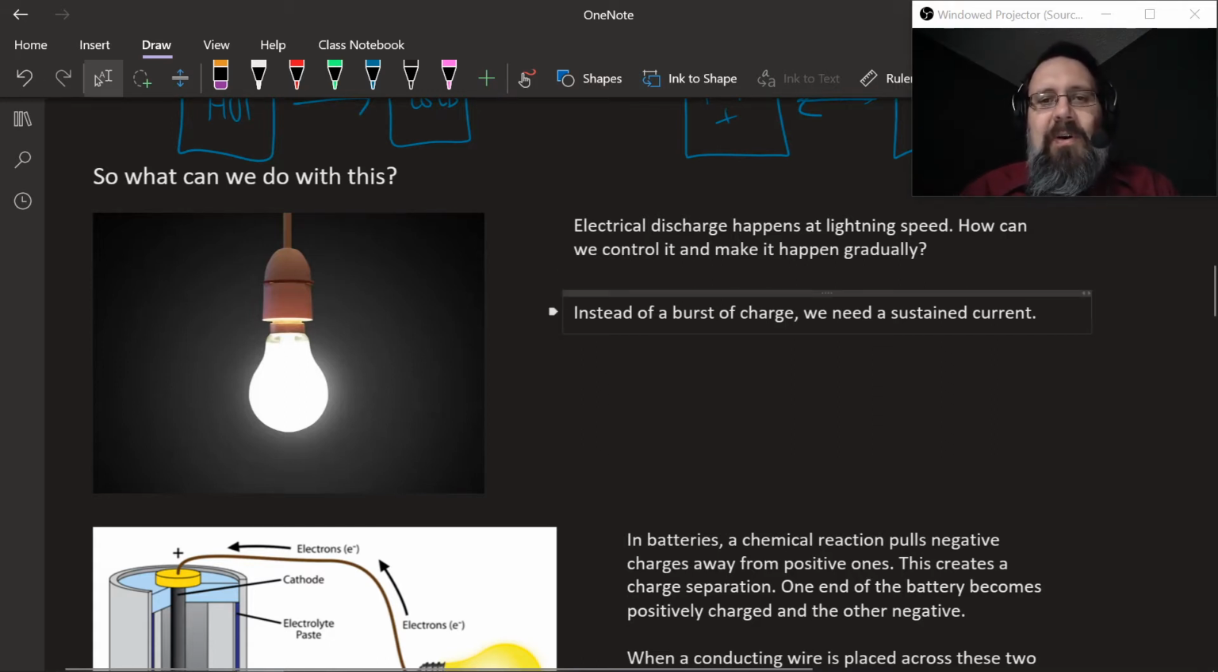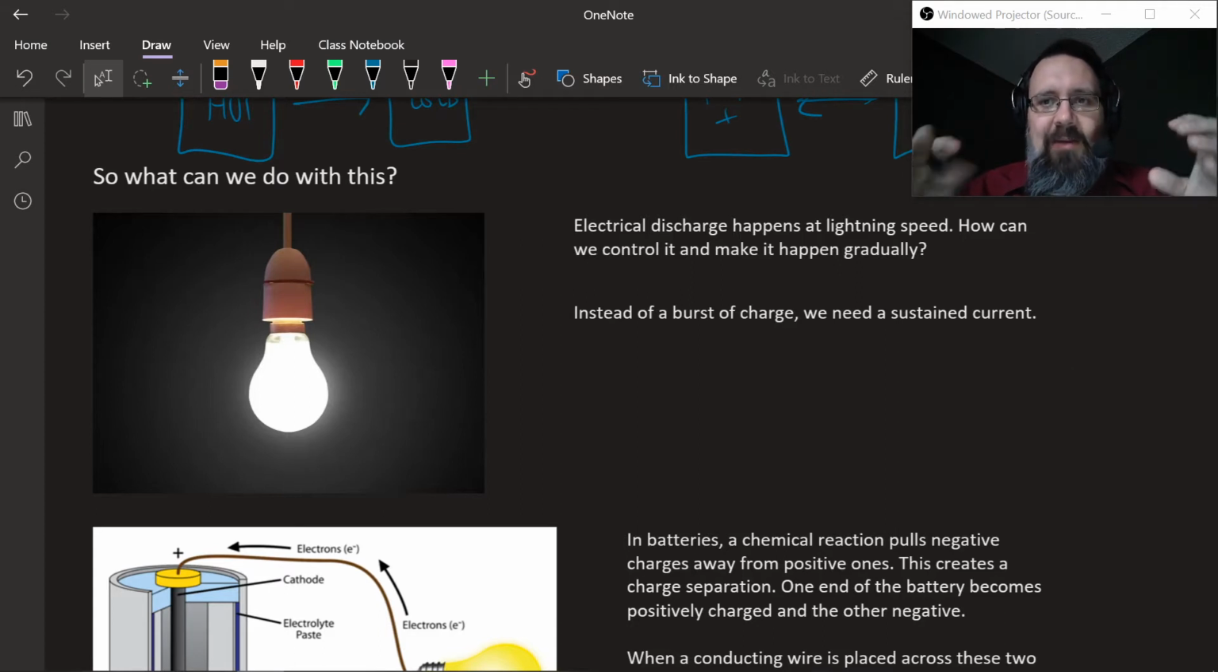But instead of a burst of charge, what we need is a sustained current. So instead of just dumping all that energy all at once, like in a lightning strike, we want to slowly, gradually release that energy. And in order to do that, we need to control the potential difference. We need to get a steady, regulated, controlled potential difference where it's never able to equalize itself, that it never reaches an equilibrium. Well, eventually it will, it has to, but we try to prolong the time it takes to reach that equilibrium.